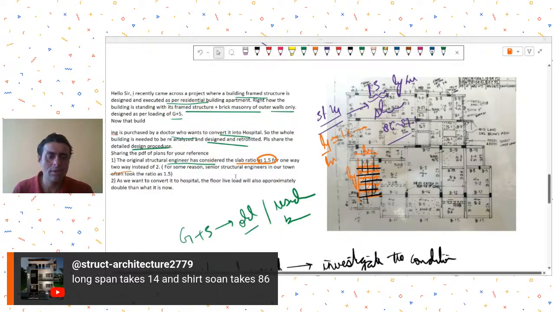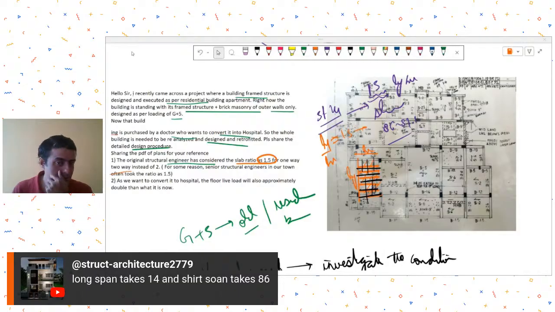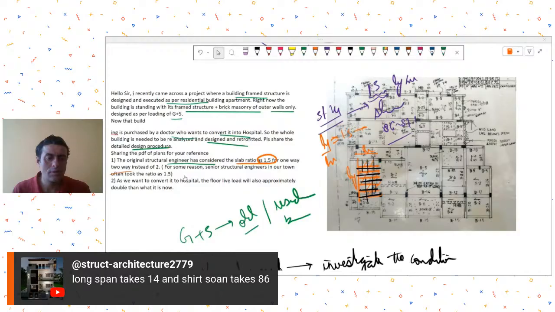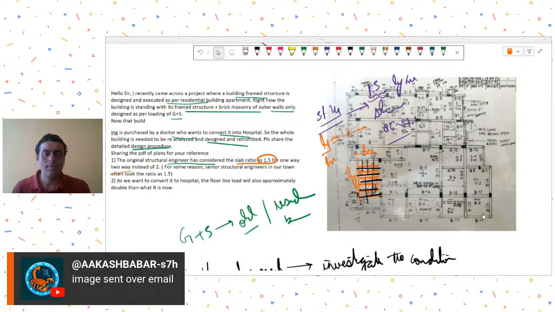Image has been sent over email. Which image? Acha, this image, SP16 image. Yeah, I know the image. I remember it. I remember studying it. Okay.